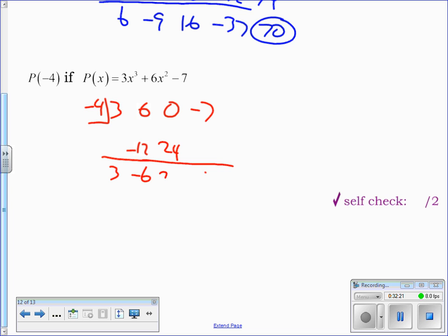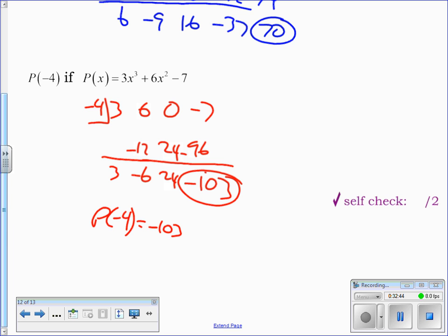24. 90. -96. And add them together, I get -103. So I was only off by a lot. Okay. So P of -4 is -103.